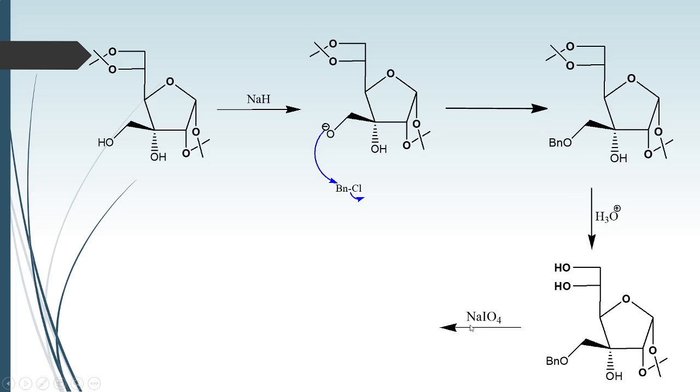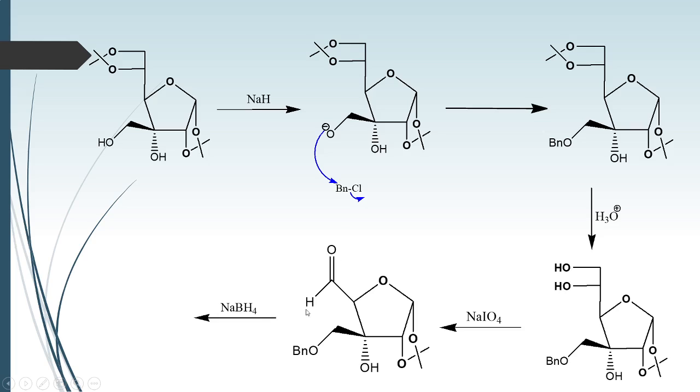And then we use the NaIO4. By using this oxidizing reagent, there is the cleavage of this diol to the aldehyde, and there is a formation of the aldehydic group. Then after the formation of this aldehyde molecule, we reduce it by means of sodium borohydride, and here we got the primary alcohol.